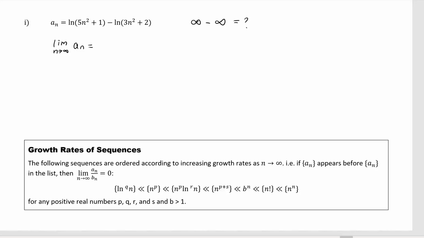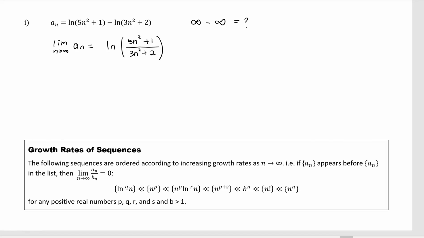So let's express this in terms of other formats. What is the property of natural log? Ln of that minus that is the same as ln of 5n squared plus 1 divided by 3n squared plus 2. So here we are able to tell what it is.